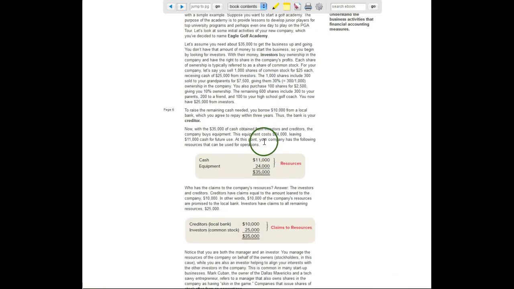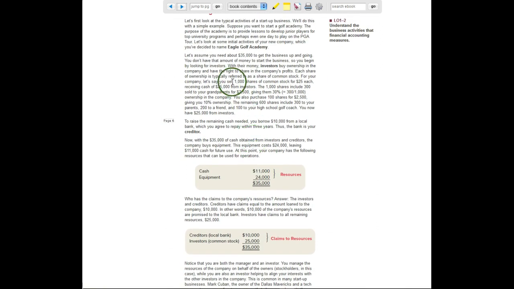Scrolling on down through the pages, we see here a little example starts. And this says, page 5, starting into page 6, that if you need to raise $35,000 to get a business up and running, then what you might do, as they have in the example, is sell 1,000 shares of stock. That'll raise $25,000. Then it shows you who you sold it to. Then if you raise $25,000 by selling stock to various people and yourself, then you borrow $10,000 from a local bank. That gets you $35,000 into the company. That's how much cash you have.